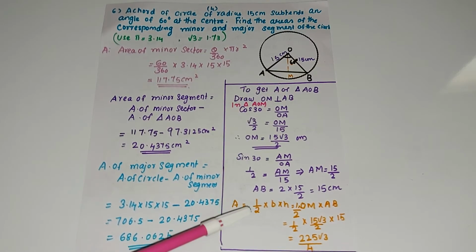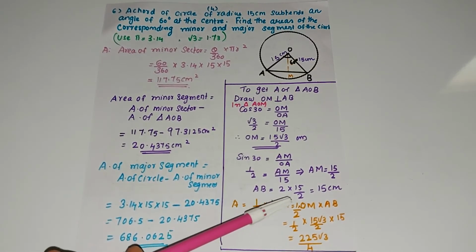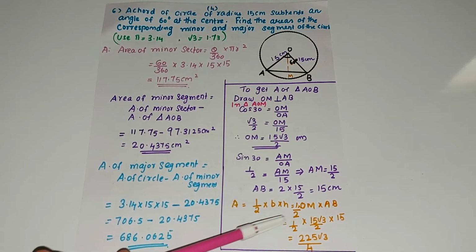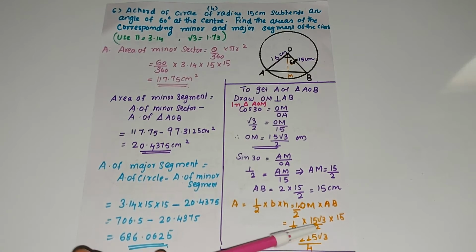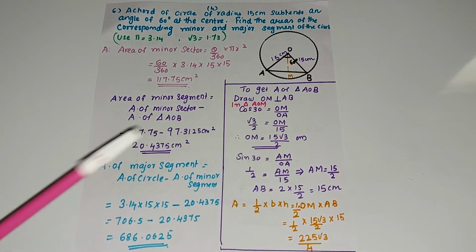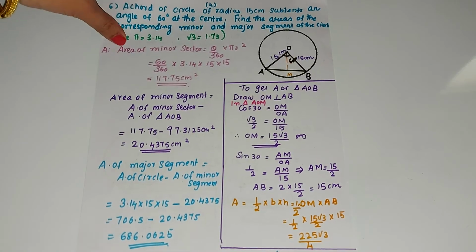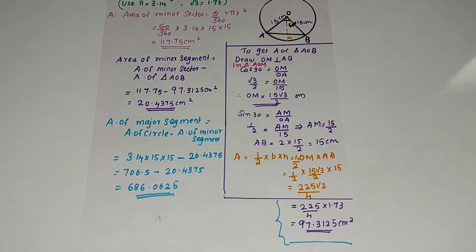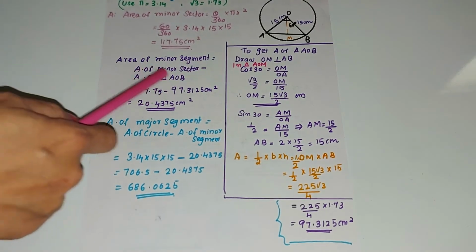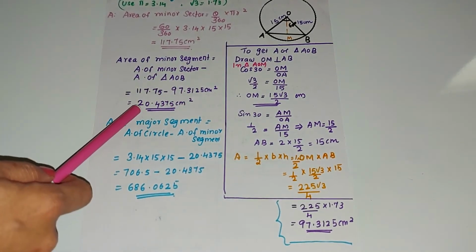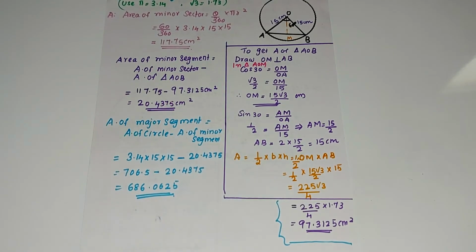So substituting in the formula, area equal to half into base into height, half into OM into AB, it's equal to half into 15 by 2 root 3 into 15, which is equal to 225 root 3 by 4. So we got the area of the triangle as 225 root 3 by 4. So to get the area of the minor segment, you subtract the area of the triangle from the area of the minor sector. So area of the minor segment equal to area of minor sector minus area of triangle AOB. When you subtract, you will get 20.4375 centimeter square. So you got area of the minor segment equal to 20.4375.